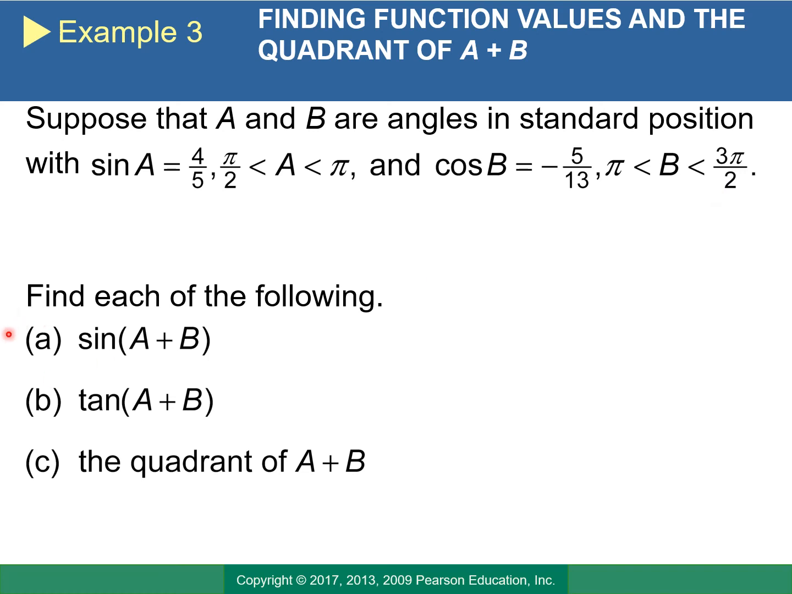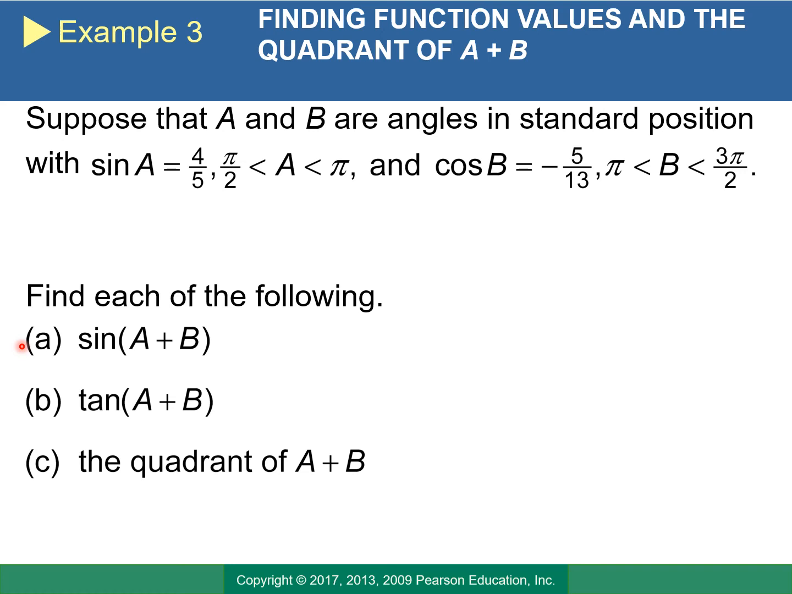Okay, so let's look at what we're asked to find. Find each of the following: sine of A plus B, so sine of the sum of the two angles; tangent of A plus B, so tangent of the sum; and then the quadrant of A plus B. What I want you to recognize is that you don't actually know what the angle A is or what the angle B is. We know which quadrants they're in, but we don't know what the angles are. And we don't really need to know in order to answer these three questions.